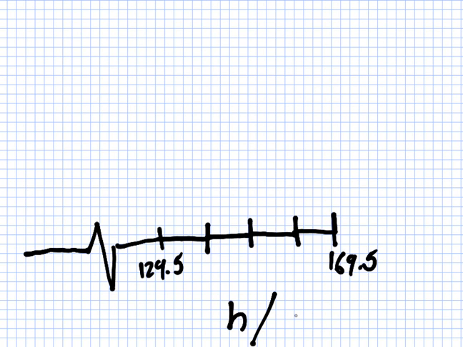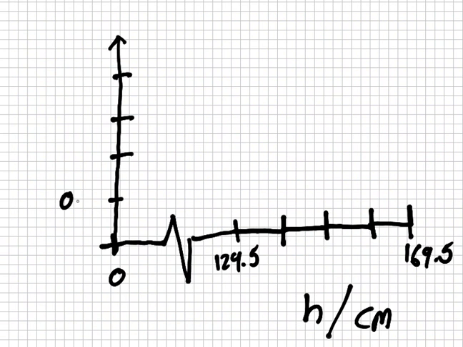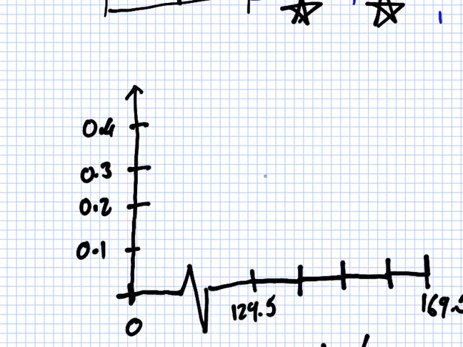And this was height, wasn't it? In centimeters. And notice here, again, I'm skipping at the start by this symbol. Okay, what is my biggest height? 0.4. So I'll just mark it off like this. 0.1, 0.2, 0.3, 0.4.